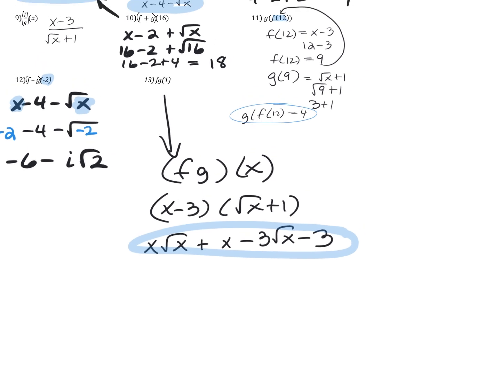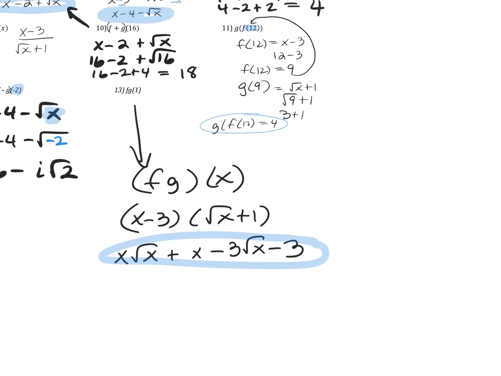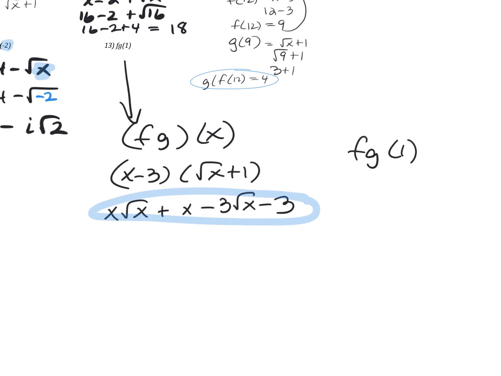Now, but the question was, find f of g of 1. Now, you could do this two ways. If they ask you to have combined it, you can take this combined answer now. Every place you see x, put a 1.